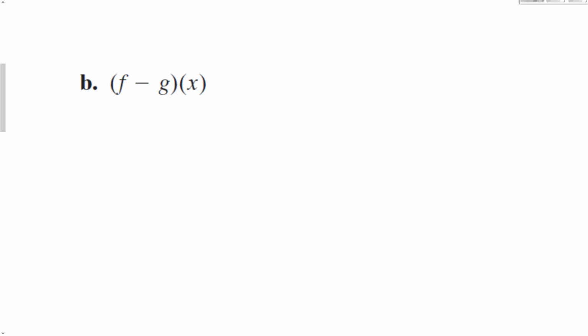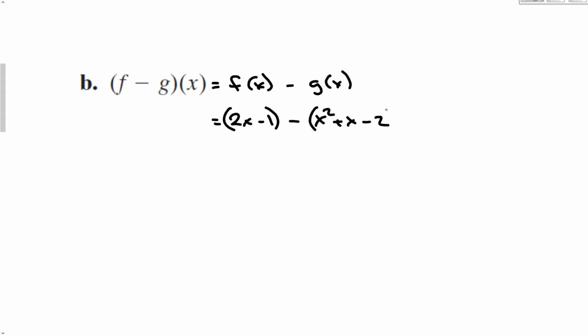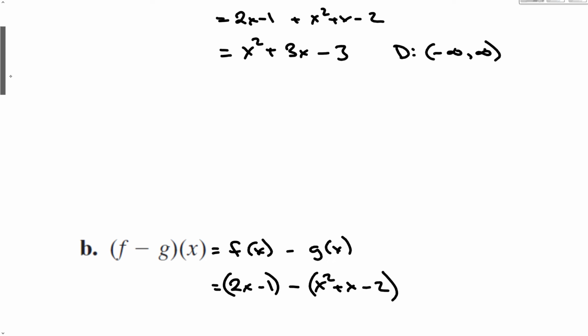Let's try subtraction. So this is f minus g of x, so that's f of x minus g of x. That's 2x minus 1, and g of x was x squared plus x minus 2. Now, we're going to subtract these two functions, but if I do it like that, I'm going to get it wrong. So what you need to do is make sure that you're taking the first function minus the second function.